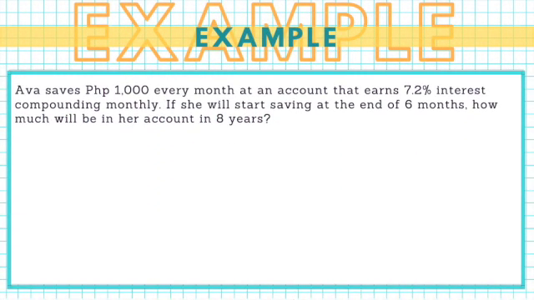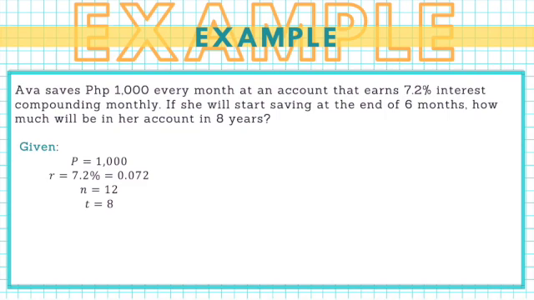Ava saves 1,000 pesos every month at an account that earns 7.2% interest, compounding monthly. So if she will start saving at the end of 6 months, how much will be in her account in 8 years? So again, let's start with the given values in our situation. So our periodic payment is 1,000 pesos. Our rate of interest is 7.2% or 0.072. It is compounding monthly, so our N is equal to 12, and the time is 8 since she will be saving for 8 years.